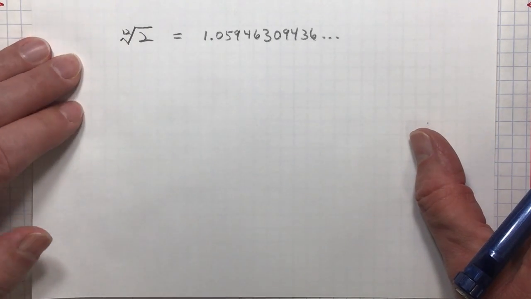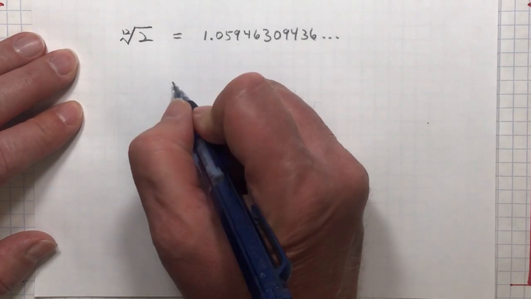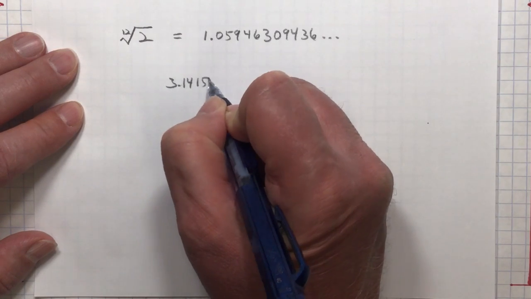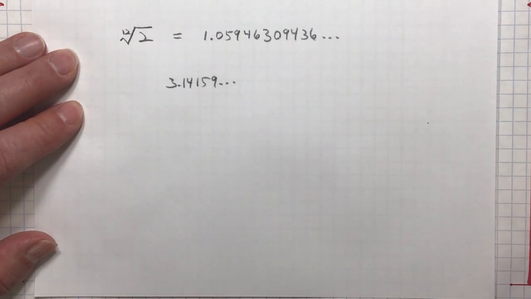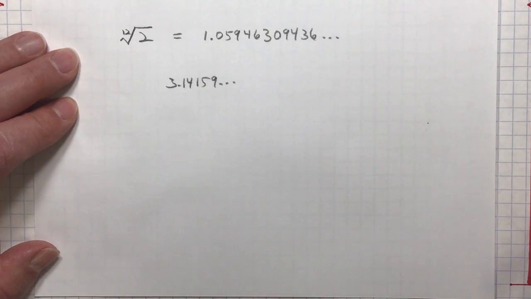Irrational numbers have non-repeating decimal expansions. Pi, 3.14159, etc., etc., is another example. The 12th root of 2 works this way with points of sound, frequencies.